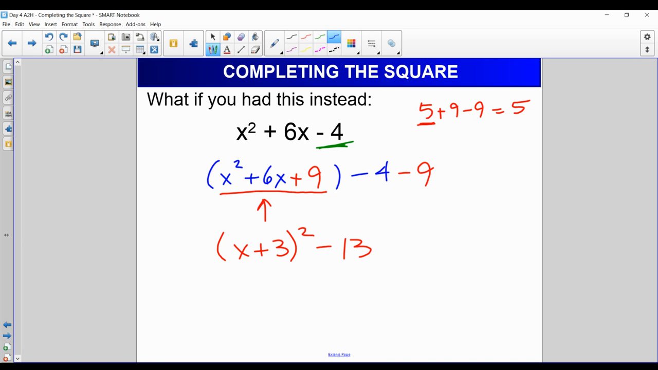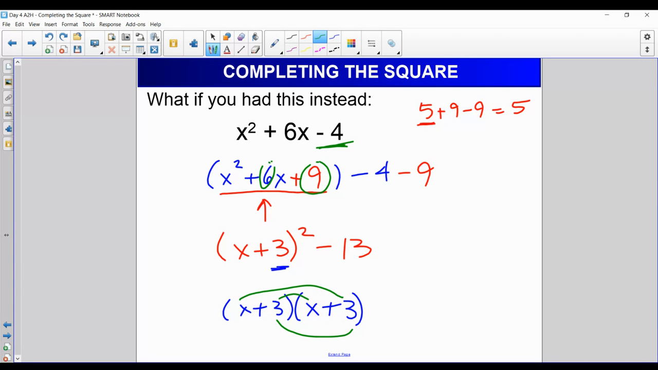So remember, and I hope everybody is seeing this 3, when I would multiply this out, if I was doing x plus 3 squared, when I do the outside and inside with FOIL, I'm going to get 6x. When I do the last, I'm going to get this 9. Okay?